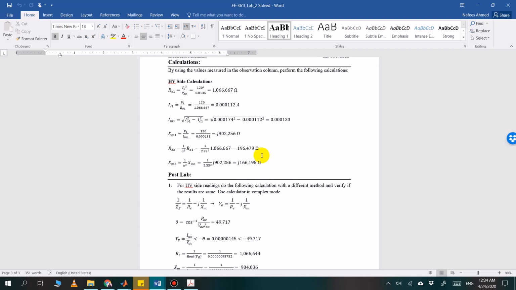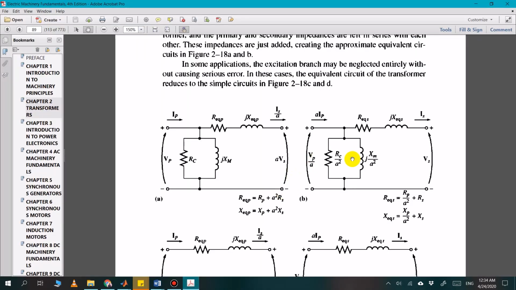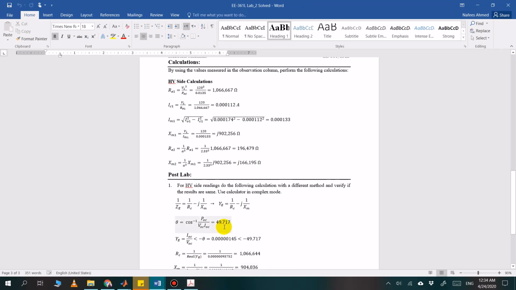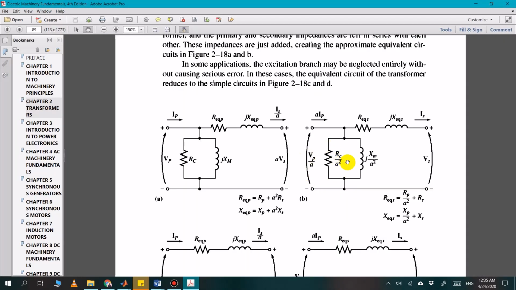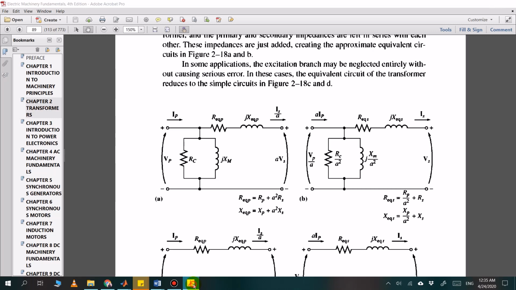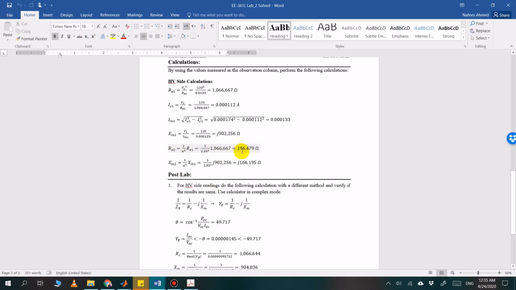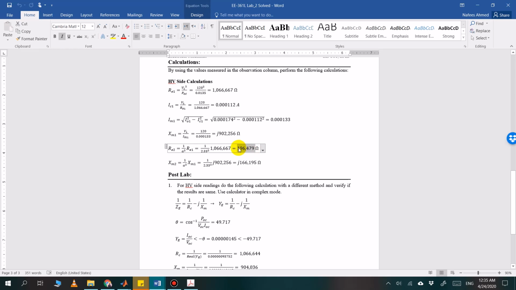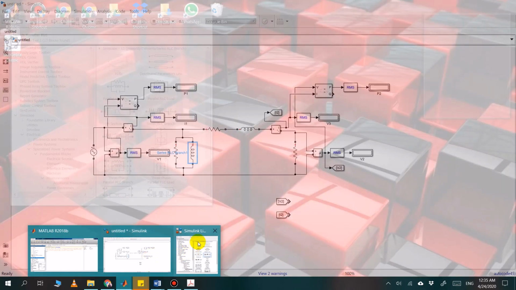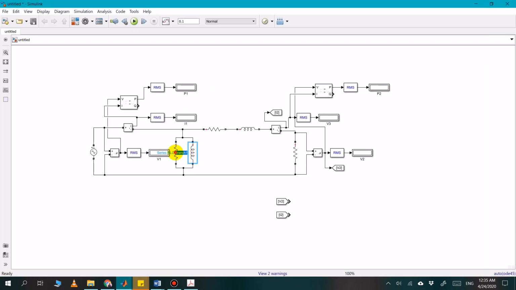So we have to divide all these values by a square so that these values are referred to the secondary side, because we performed the tests on the primary side, the high voltage side. So you have to divide all these values by a square. I have already done this. So this is the value I have to enter for RC. So here is my RC.